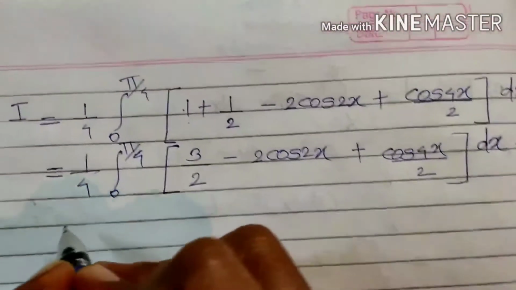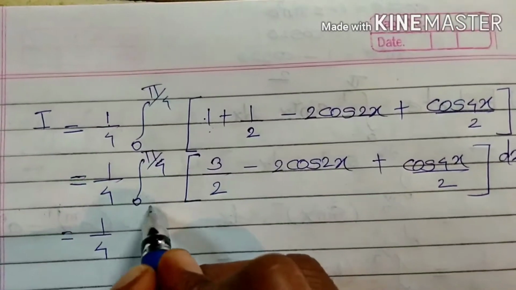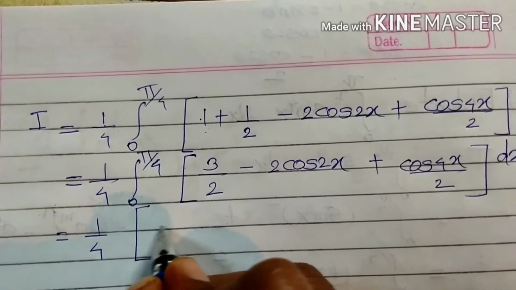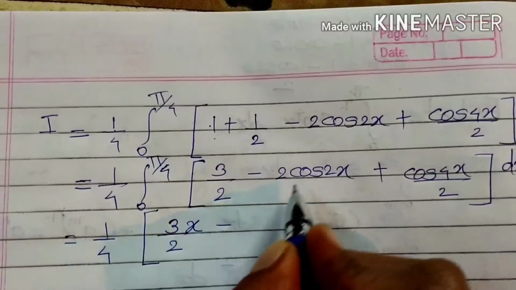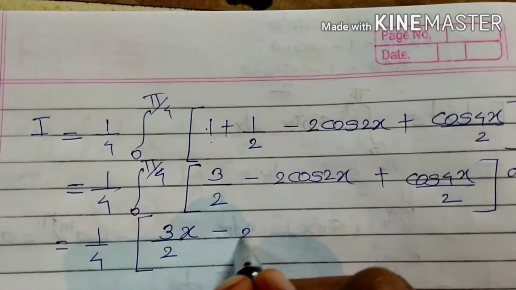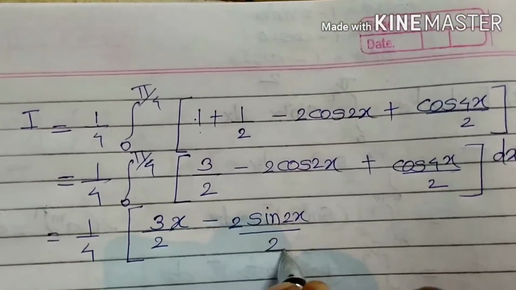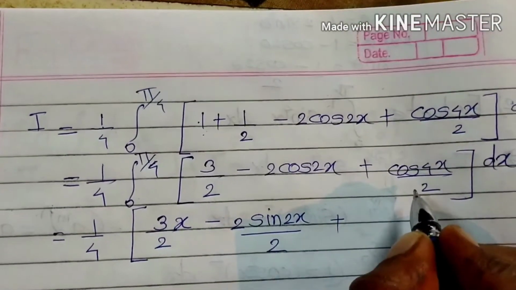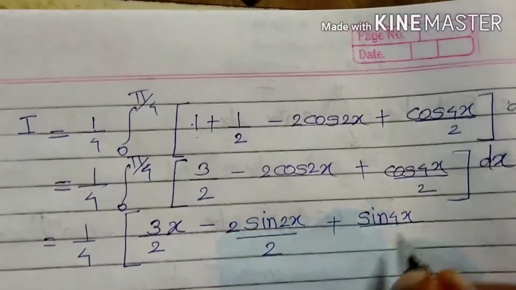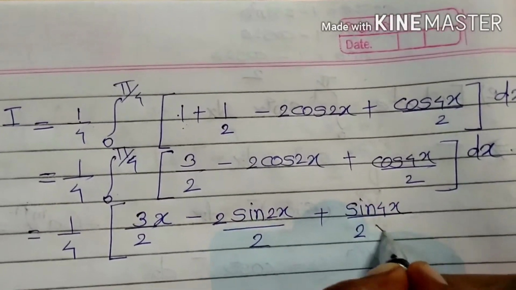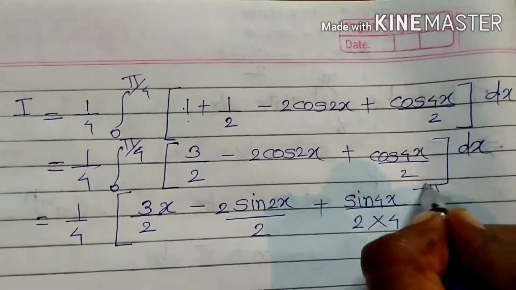Now our next step, 1 by 4. Take integration. So 3 by 2 is constant. So constant into integration dx is 3 by 2x minus, integration of cos x is sin x, so it is minus 2 sin 2x. It is multiplied, so it is divided. Plus integration of cos x is sin x, so sin 4x. This 2 is already there and this 4 is multiplied. That's why 4 is divided. Okay, and the integral from 0 to pi by 4.